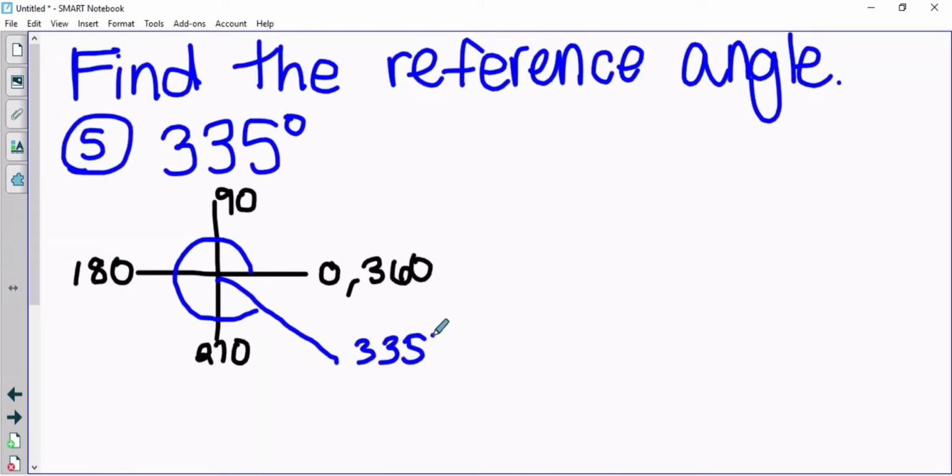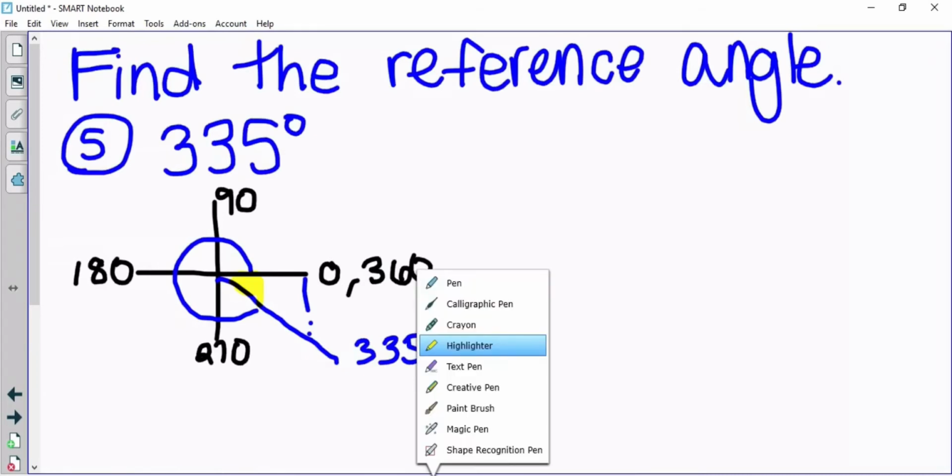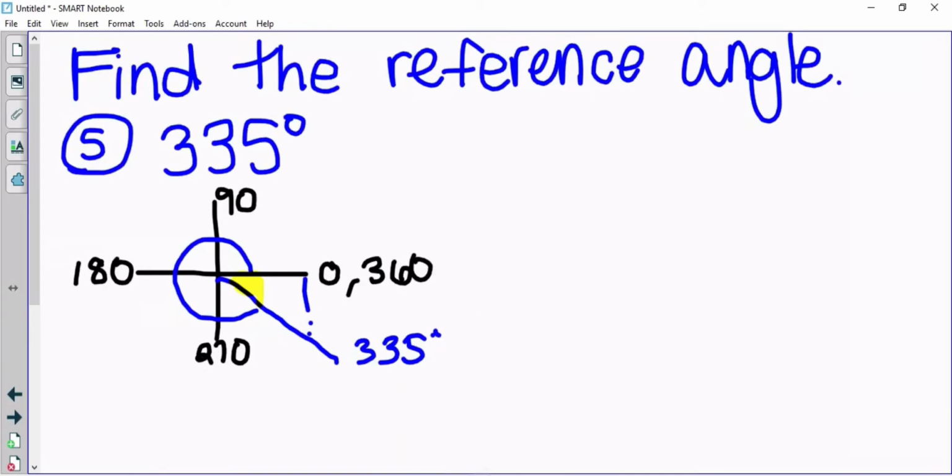Okay, so to find my reference angle, I always go back to the x-axis. Even if the y-axis was closer, I have to go back to the x-axis. And my reference angle is this little angle that I'm highlighting that is in between the x-axis and our terminal side. And that angle, in degrees, would be the difference between 360 and 335, and that would be 25 degrees for my reference angle.